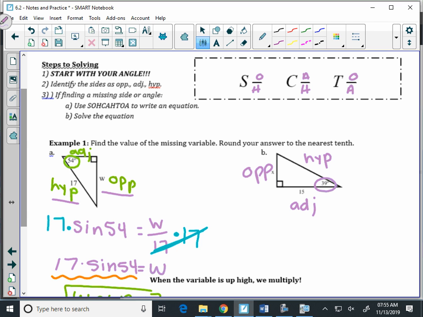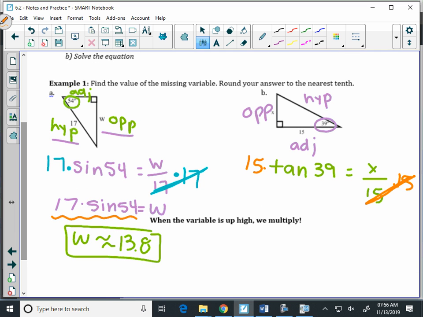If we look at SOHCAHTOA or your formula sheet, which one has an O and an A? Tangent. So that's what we're going to use to set up our ratio. We're going to say tangent of our angle, which is 39, equals the opposite, which is x, over the adjacent, which is 15. Our variable is up high, so what are we going to do? Multiply. So we're going to multiply both sides by 15. So the 15s cancel out. x is all by itself. We're going to plug 15 tangent of 39 in your calculator.